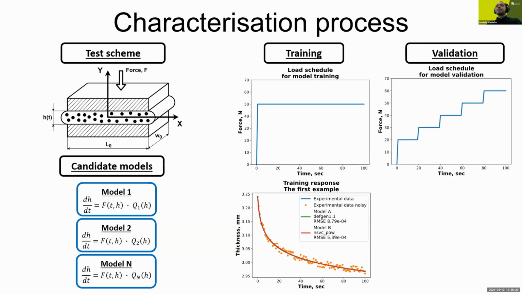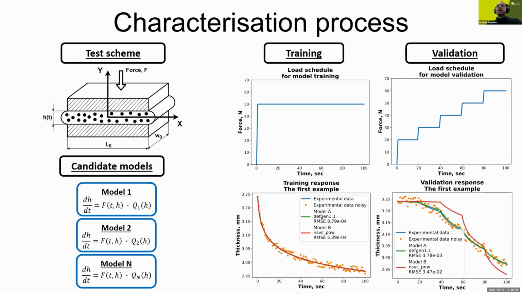Well, we also have a validation stage where we try these models against a more sophisticated load schedule. And as we can see here, the red model is completely incapable of outputting a feasible prediction about the changed material behavior, while the green one still operates well.